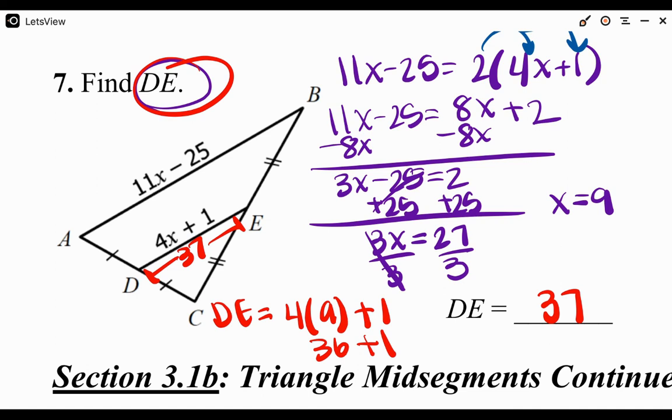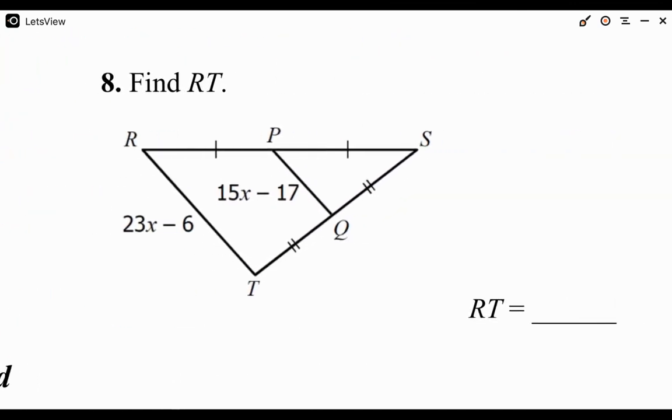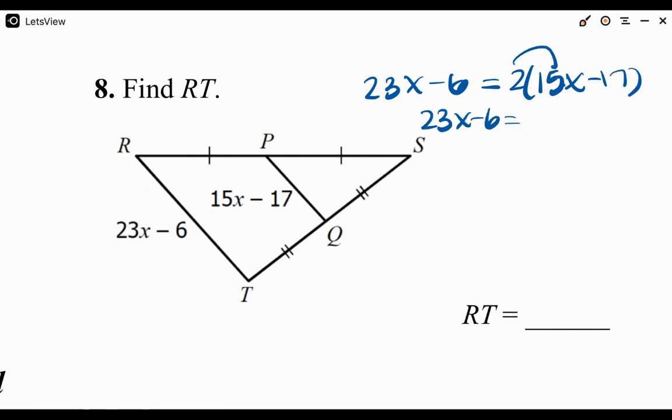Okay, so just make sure you remember both parts: finding x and then finding our DE. Okay, last one. We're trying to find our RT. So first we need to find x. We know that 23x minus 6 is equal to 2 times our 15x minus 17. So 23x minus 6 is equal to 30x minus 34. So minus 23x from both sides.